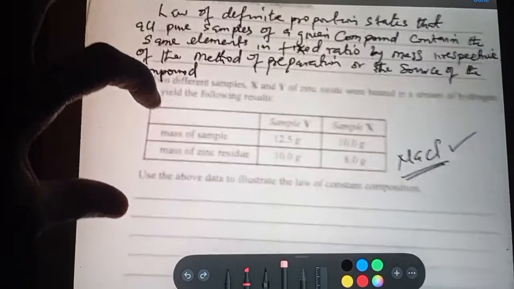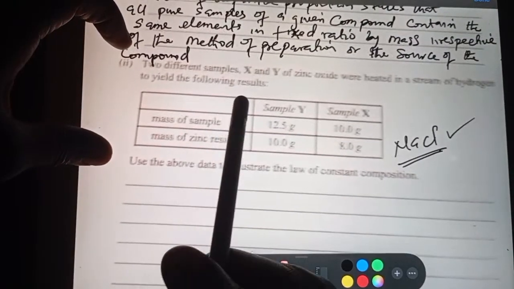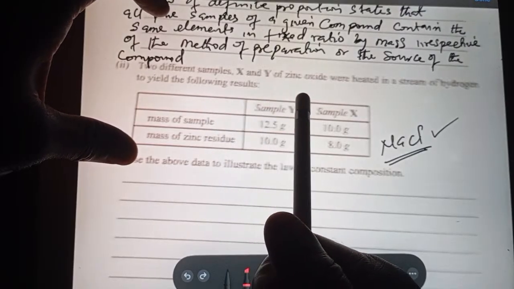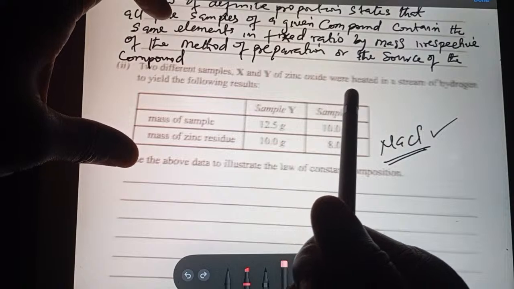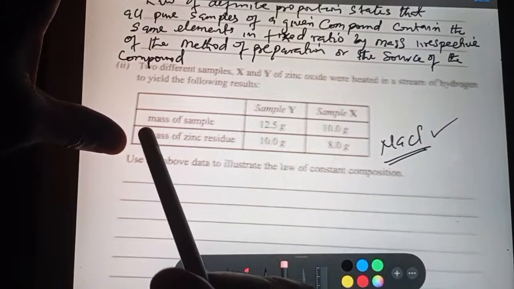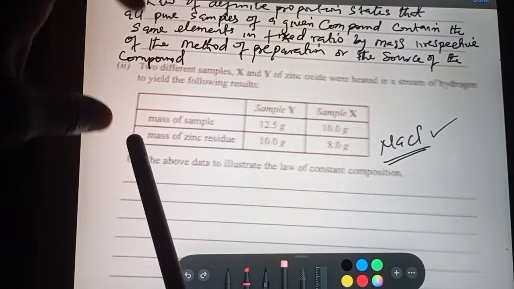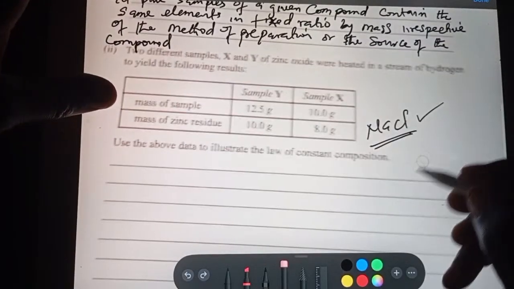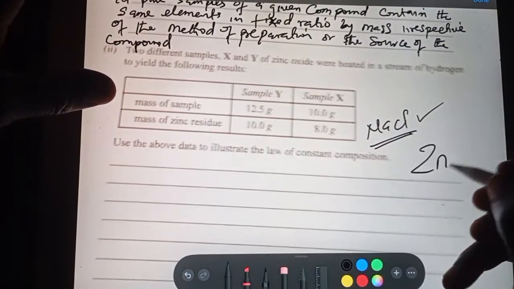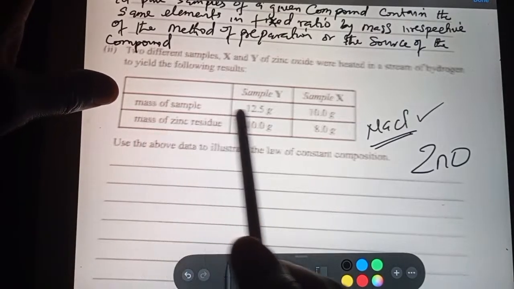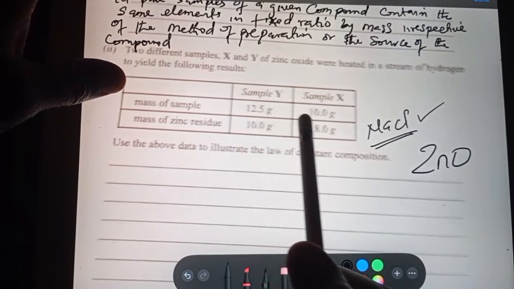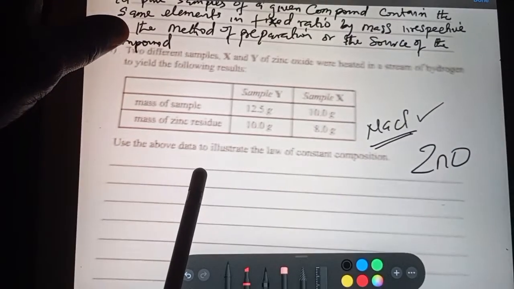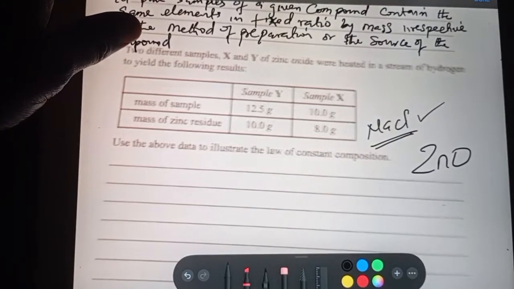Now, let's forge ahead. They made a table. They say two different samples, X and Y, of zinc oxide were heated in a stream of hydrogen to yield the following results. So we are talking about zinc oxide here. The mass of sample X is 12.5, then 10.00 for Y. They say use the above data to illustrate the law of constant composition.